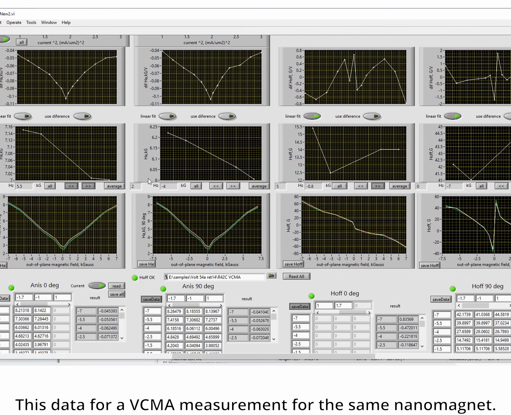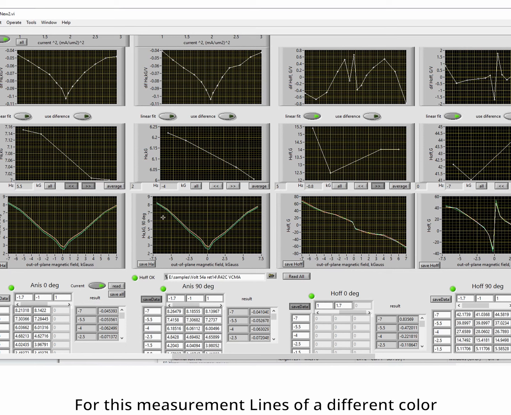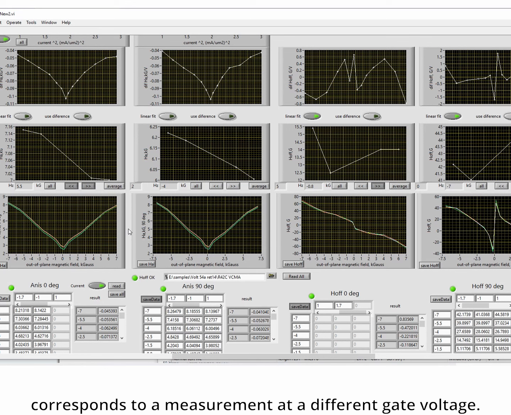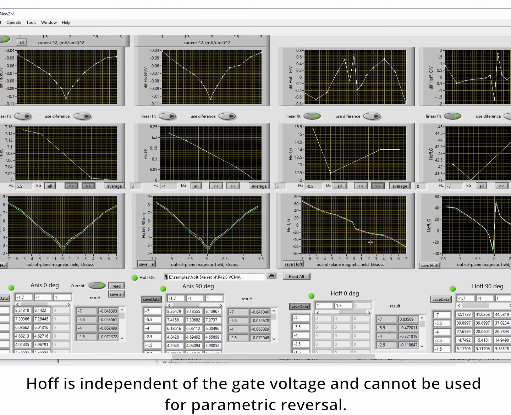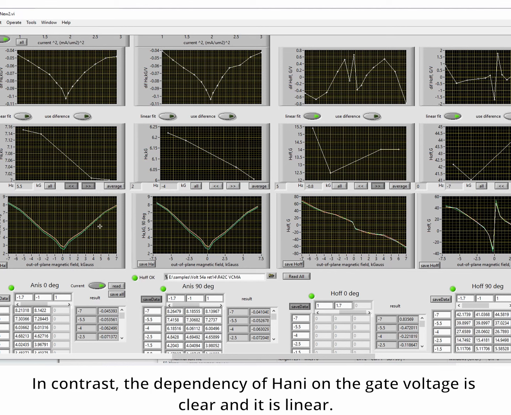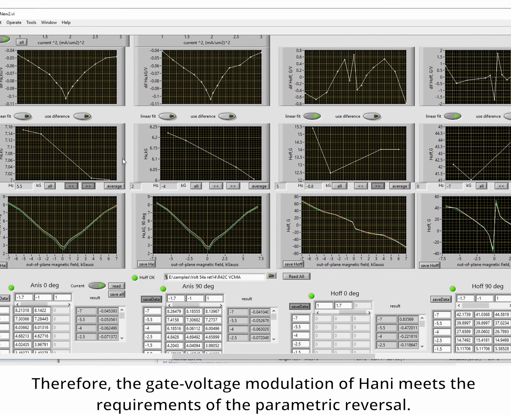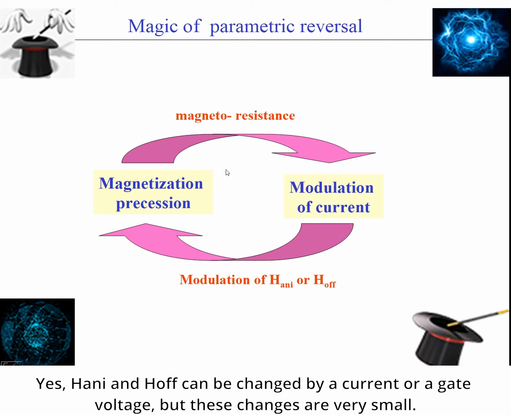This is data for a VCMA measurement for the same nanomagnet. For this measurement, lines of different color correspond to measurement at different gate voltage. Offset field is independent of gate voltage and cannot be used for the parametric reversal. In contrast, the dependency of anisotropy field on gate voltage is clear and it is linear. Therefore, the gate voltage modulation of anisotropy field meets the requirement for the parametric reversal.